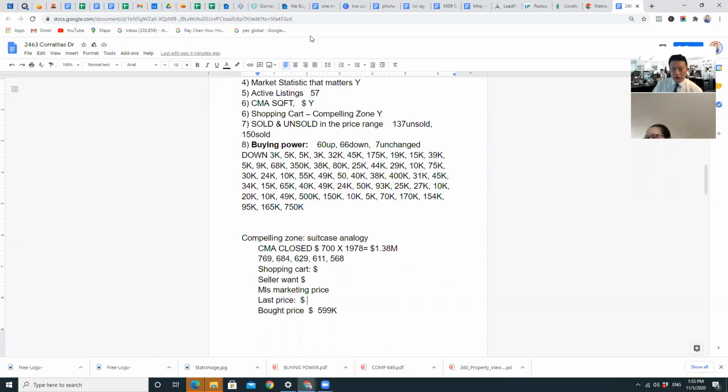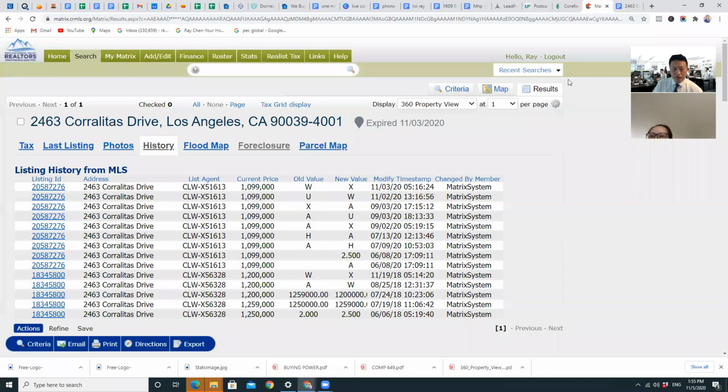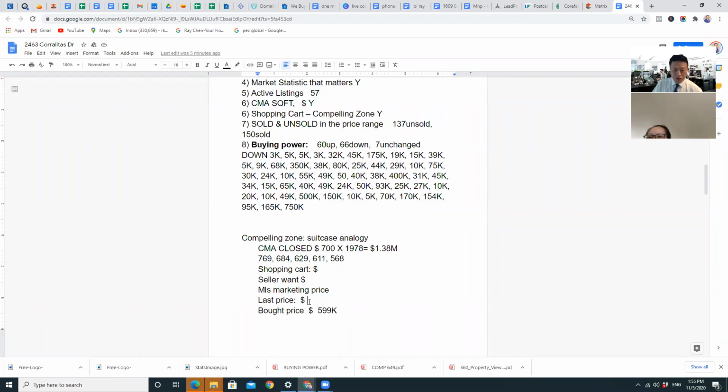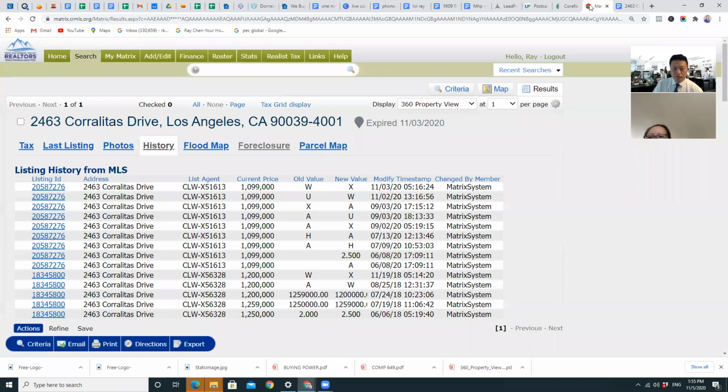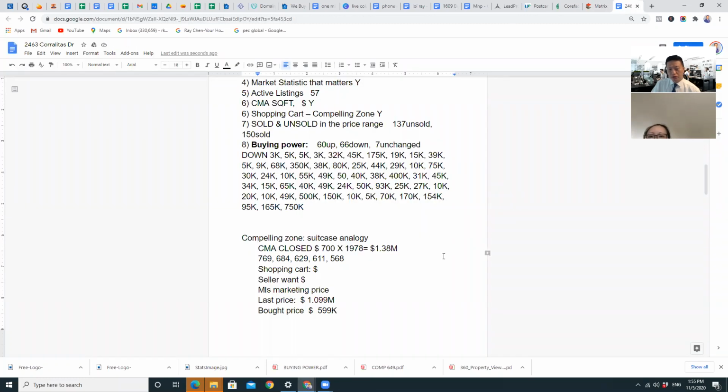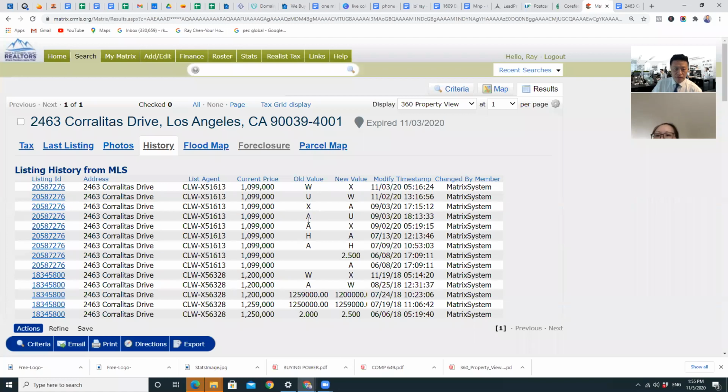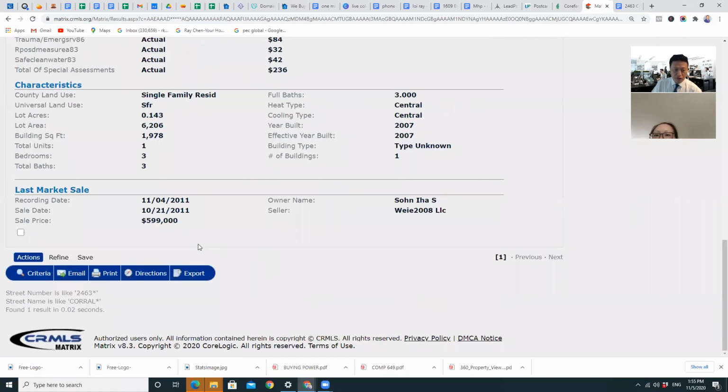So when you look at it, the last time they were on the market for 1.099 million, right? That's the price they put on the market. So you need to put 1.099 million here. You also need to find out how much they bought it for, that way we know how much profit they're making.